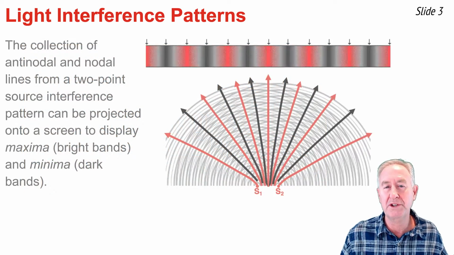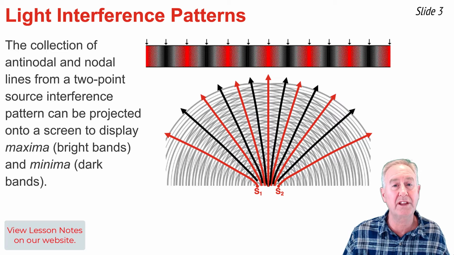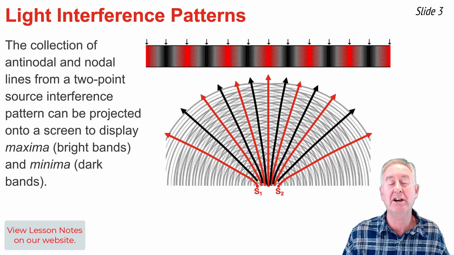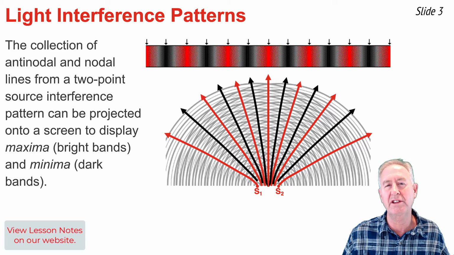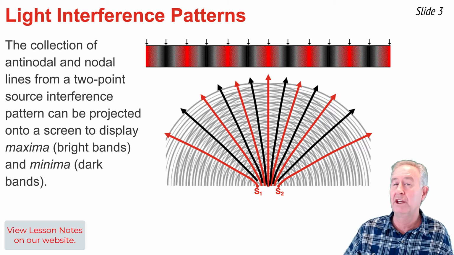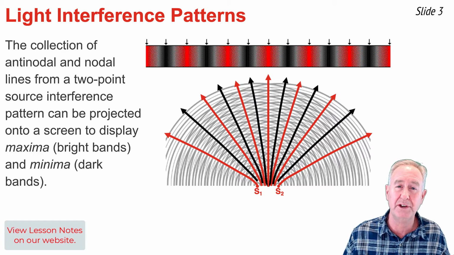A two-point source interference pattern consists of nodal and antinodal points that lie along lines. The antinodal points result when waves from one source constructively interfere with waves from the other source. The nodal points result when waves from one source destructively interfere and cancel out the effect of waves from the other source. If this collection of antinodal and nodal lines are projected onto a screen, you'll see a series of alternating dark and bright bands on the screen.